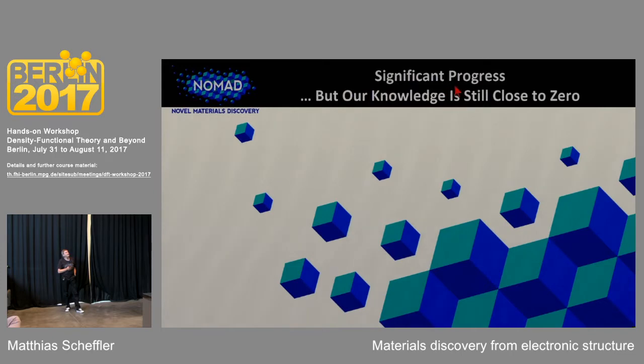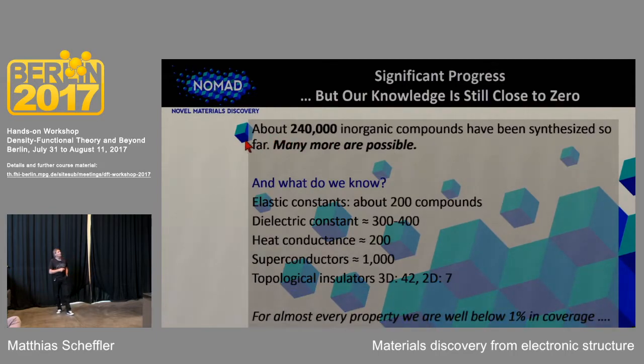I think the field has seen significant progress since the fantastic early work by Marvin Cohen, who is an emeritus professor in Berkeley, and Art Williams and his crew. But the knowledge that we have is still very close to zero. We want to contribute to material science and engineering, but there are 240,000 inorganic compounds that have been synthesized. It's also clear there must be many, many more materials possible if you think about what you can combine with different materials. But what do we know about these 240,000?